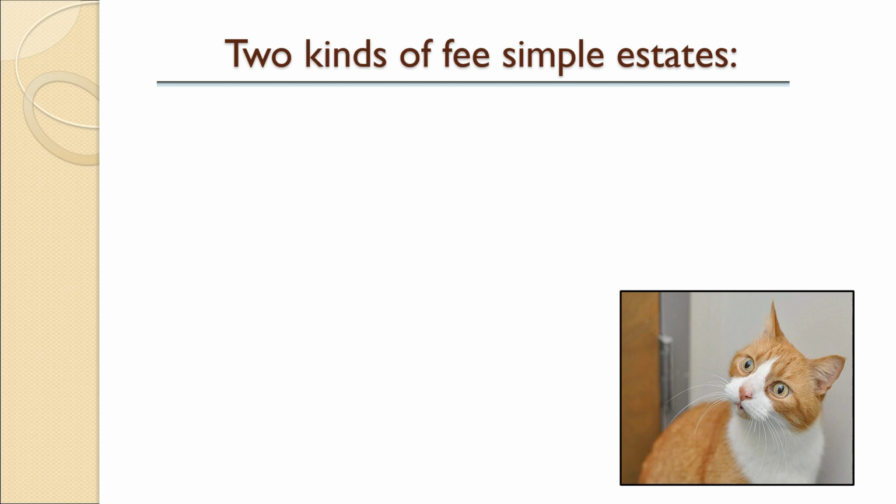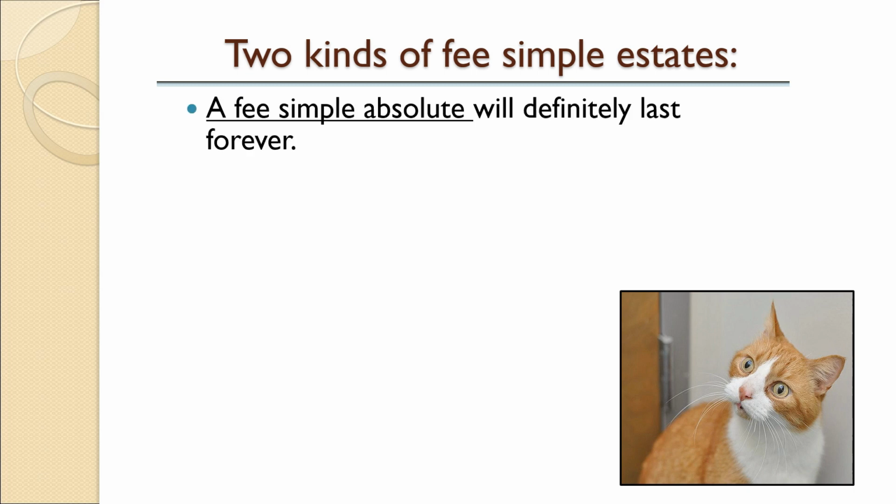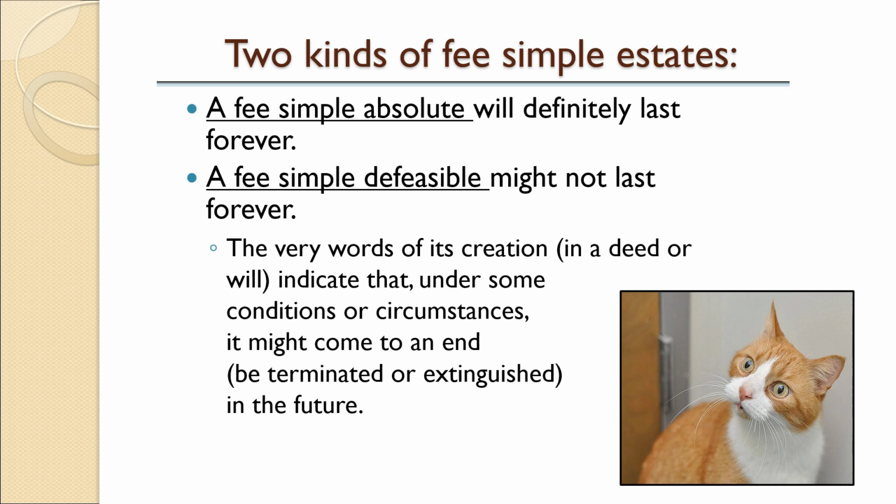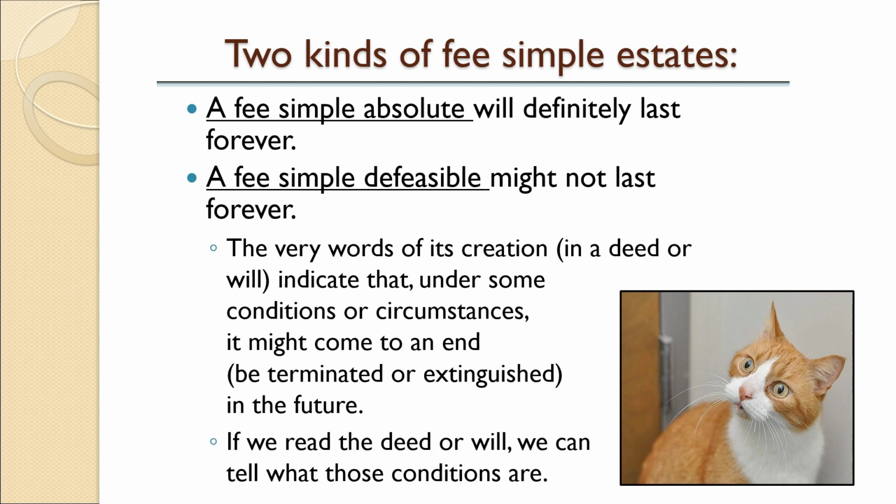Now, there are two kinds of fee simple estates, as you can see from the chart. The first kind, the fee simple absolute, is one that definitely will last forever. Nothing can make it terminate. The other kind is the fee simple defeasible, and that's one that might not last forever because, in the words of its creation, there are some conditions that are expressed that indicate that the fee simple might come to an end, or in other words, might be terminated or extinguished in the future. That means that if we read the deed or the will that created the fee simple defeasible, we can tell what those conditions are and when it might terminate in the future.